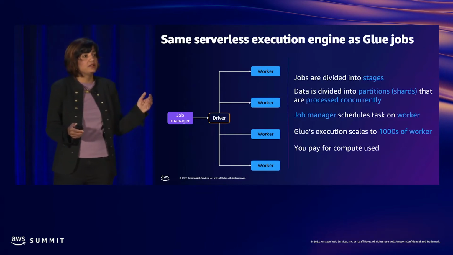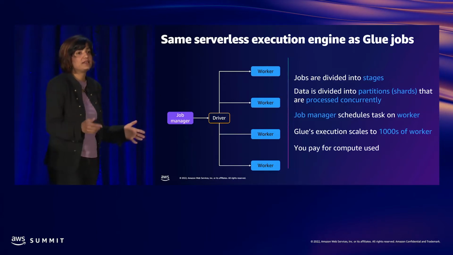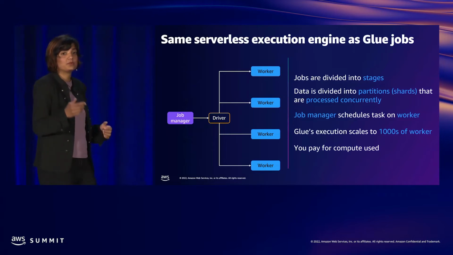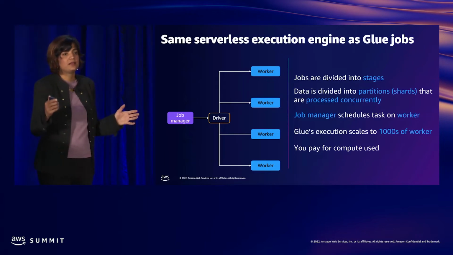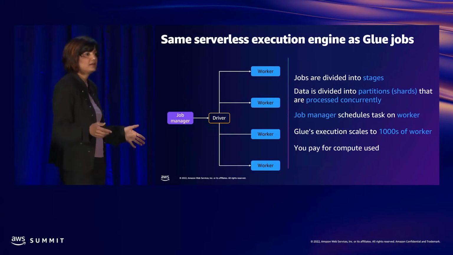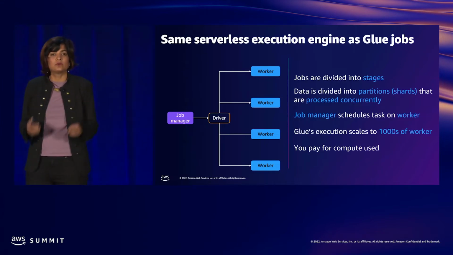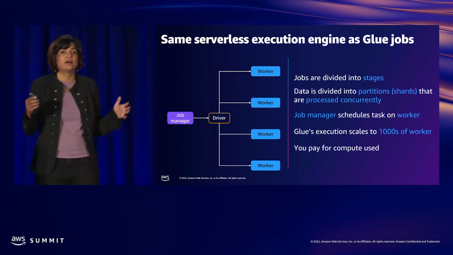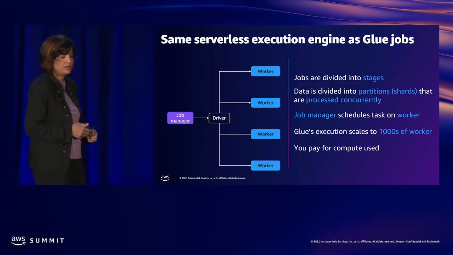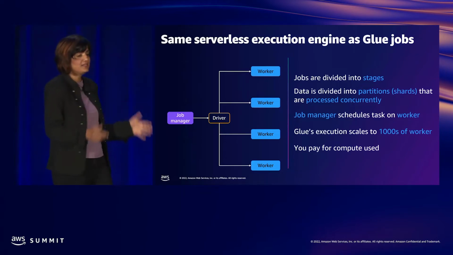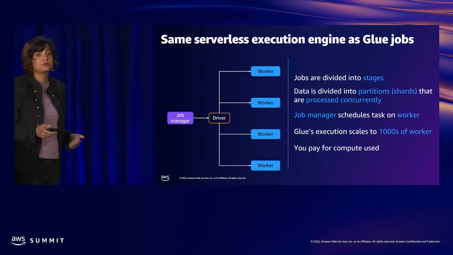When a job is submitted, it's received by a job manager. We split the job into stages. We process data in partitions in parallel to give you maximum throughput. As and when your job scales, we scale the number of tasks that are running in parallel. Each of these tasks gets scheduled on a worker. So as your job grows, as your data grows, we scale the underlying compute that's needed to finish execution for your job. So interactive sessions use exactly the same serverless execution engine that's used by Glue 2.0 and Glue 3.0 jobs.